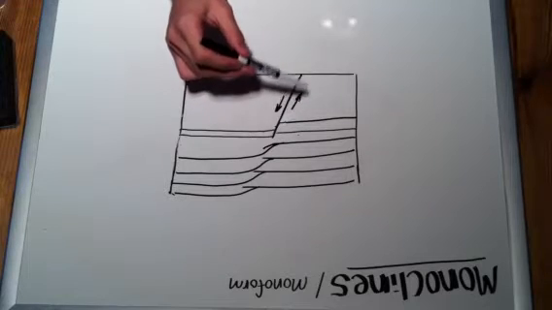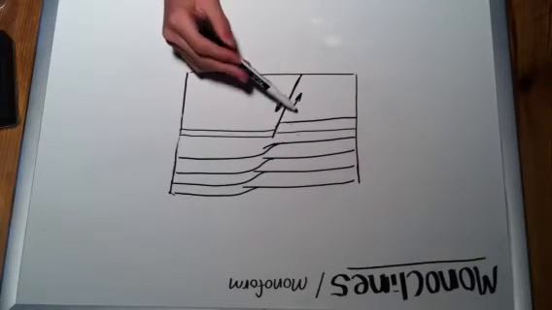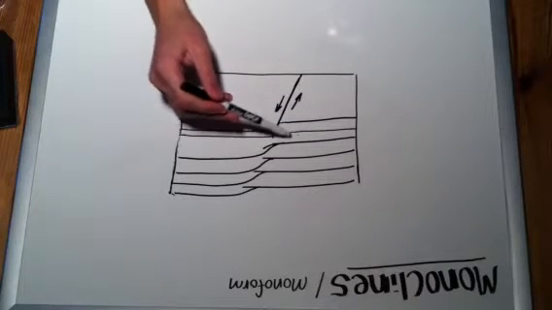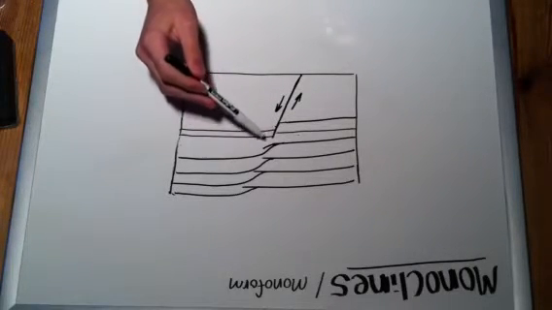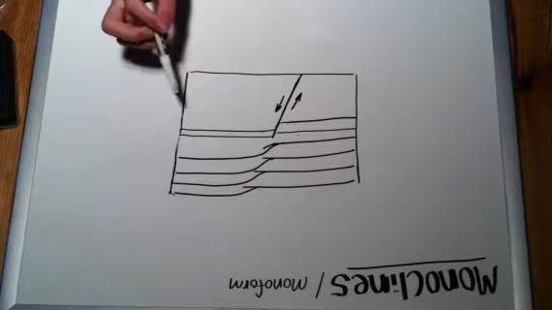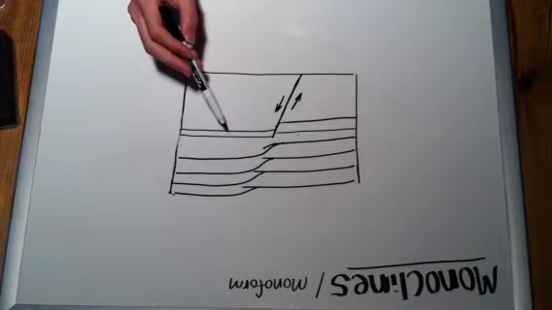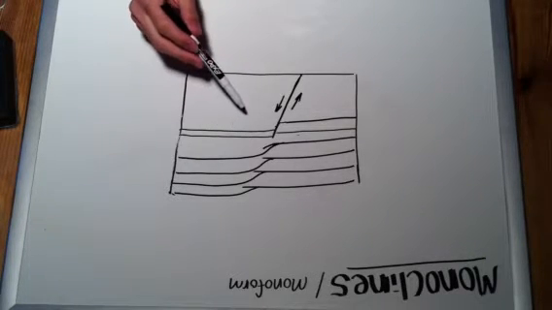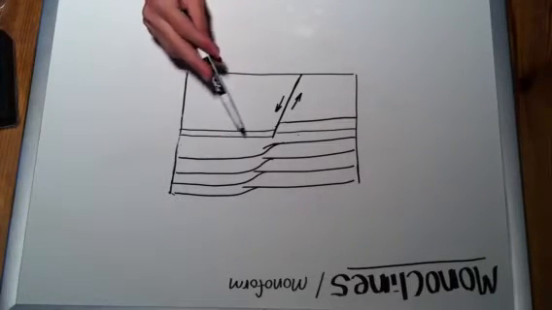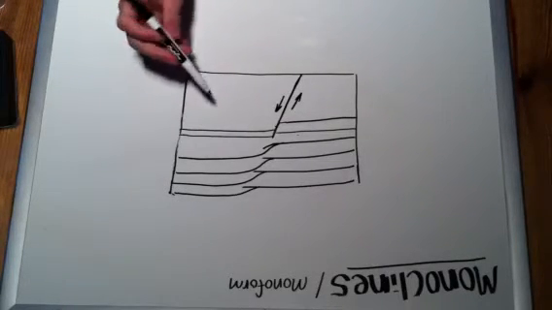The hanging wall hasn't moved. It's relative to the footwall, it's moved downwards, but the hanging wall has remained in the same spot. So these strata on this side, they're remaining in the same position. But up here, you get some pressure from beneath, and they're not going to just break or be overlain by this piece. They're going to be forced upwards.